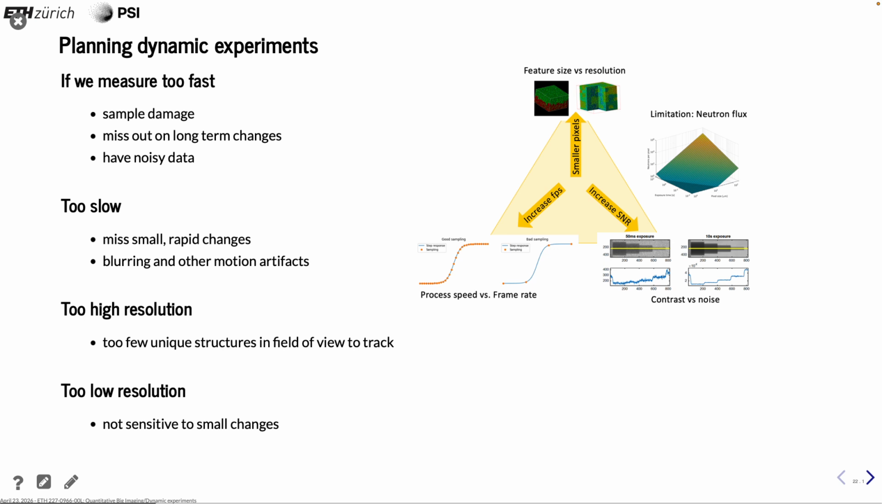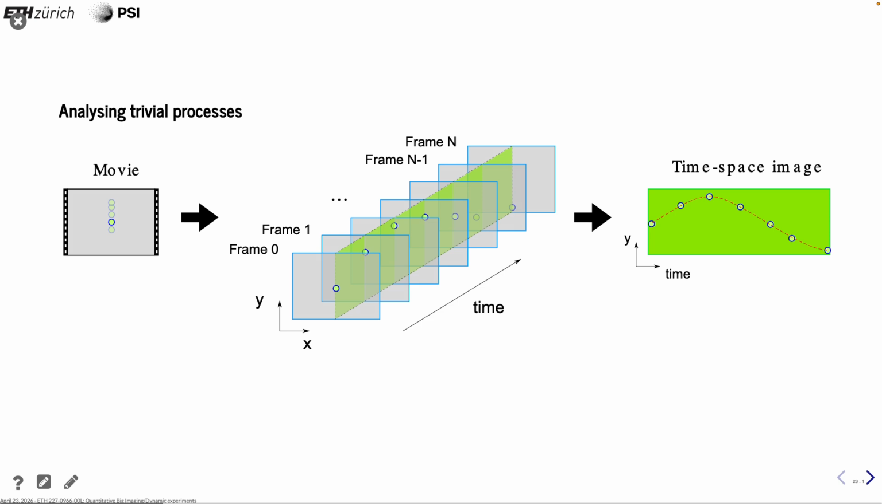And then going to the spatial side, with high resolution we may miss some unique structures because they move out of the field of view, because the camera can only take so many pixels, and if you have high resolution, your field of view naturally shrinks. And if you go to too low resolution, then you are not sensitive to small movements in the scene. So that was a little bit about measurement strategy.